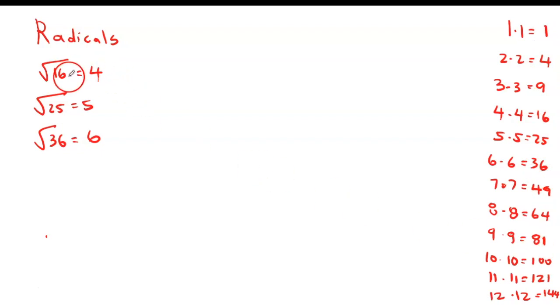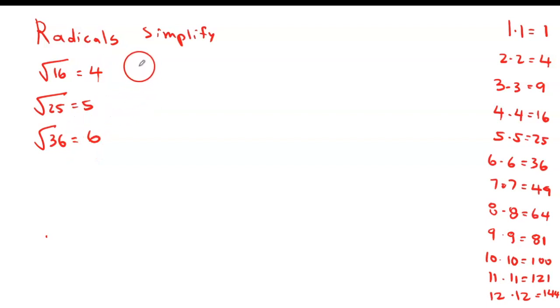Okay, so every time we're doing radicals, we think about perfect squares. Why? Because it's easier to simplify. When we're simplifying radicals, it's easy thinking of perfect squares. Like I said, square root of 16 is 4, 25 is 5, and so on, right? Now, let's get into multiplication.